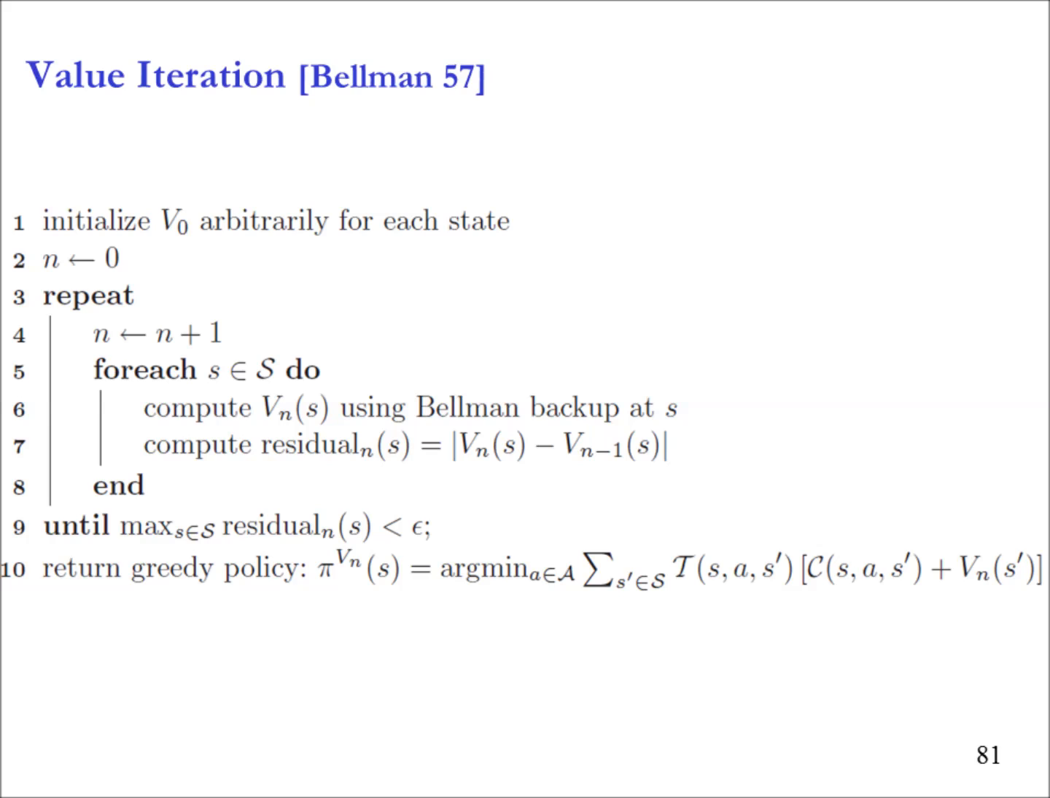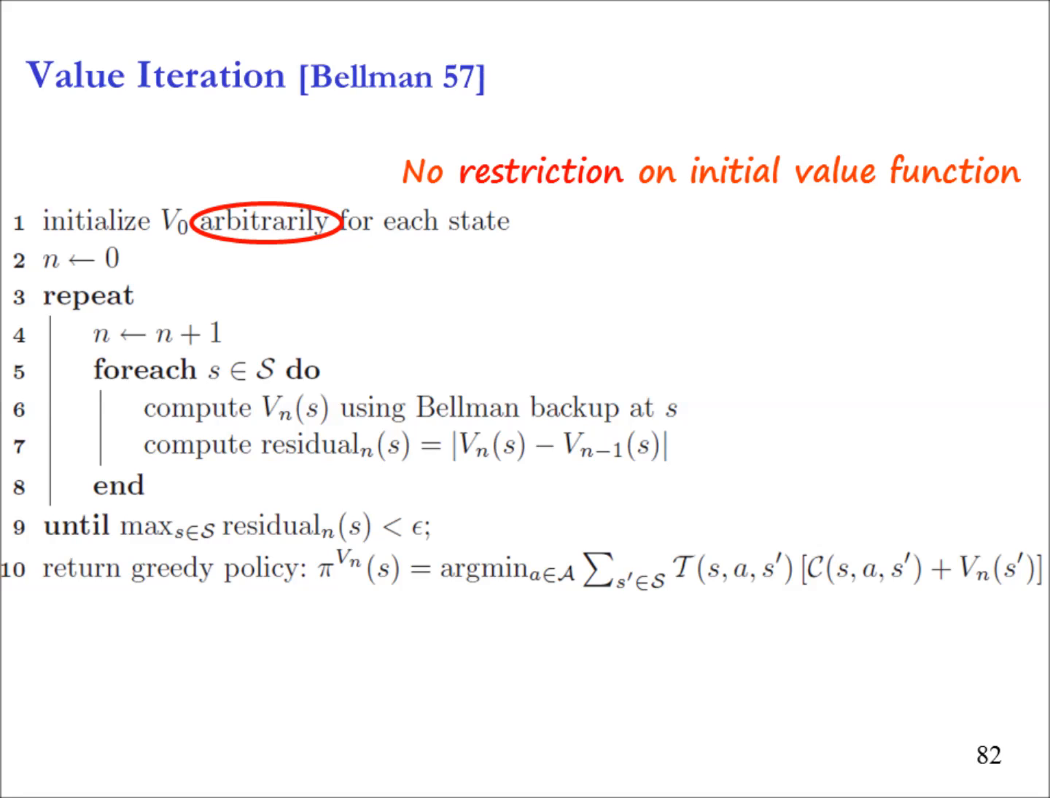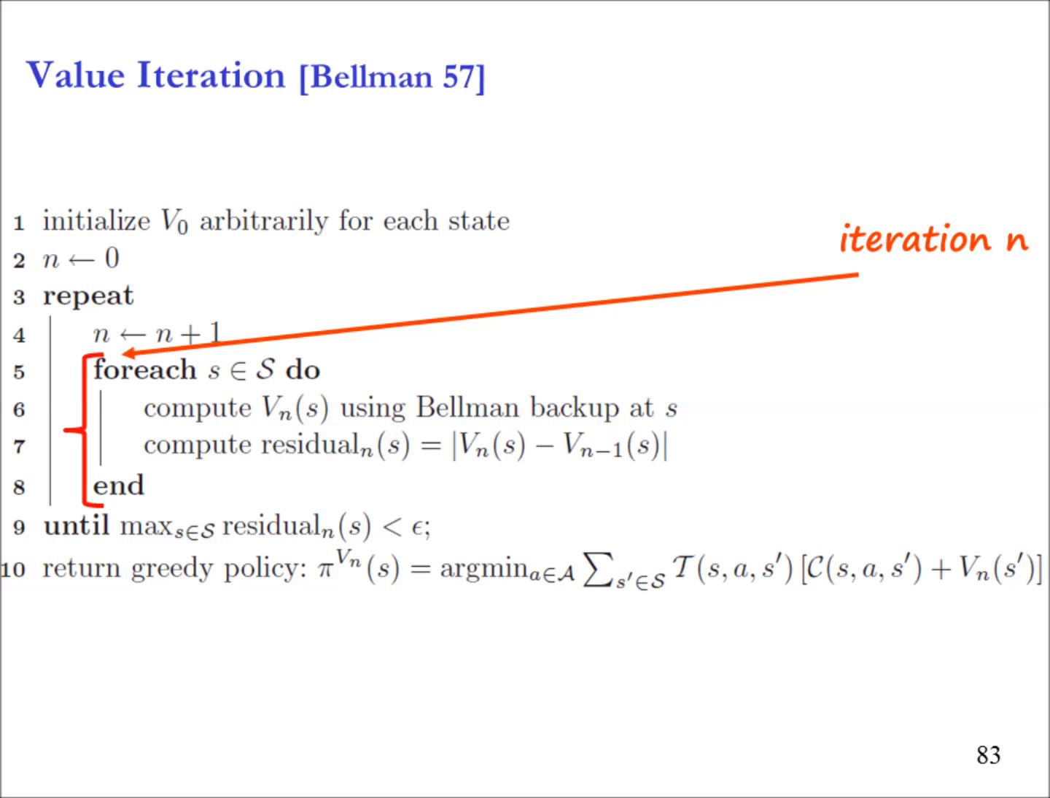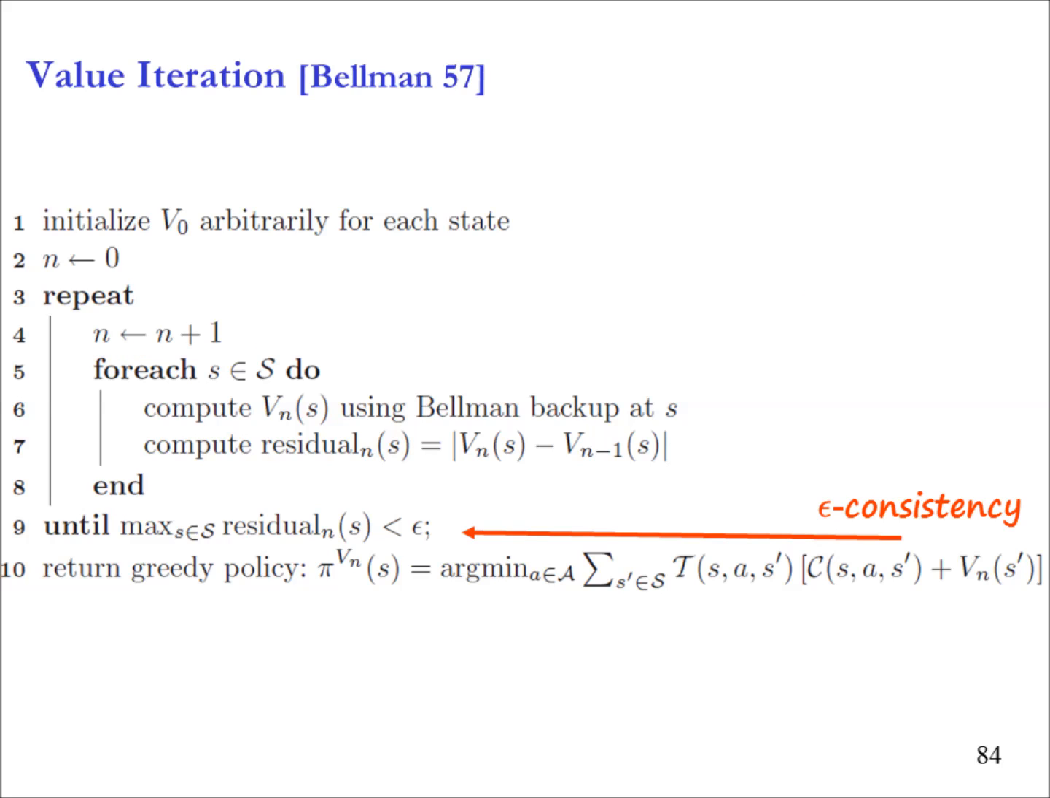Okay? So this is the algorithm. Again, the algorithm is rather simple. This was thought of way back in 1957. Initialize value of each state arbitrarily and repeat. For each state, compute the next approximation using Bellman Backup as we just did. Again, compute the residual, which is how much the value has changed, and make sure that the max residual is less than epsilon. And whenever the max residual is less than epsilon, I have found close to optimal value function, and I can return the greedy policy, which is whatever is minimizing this.